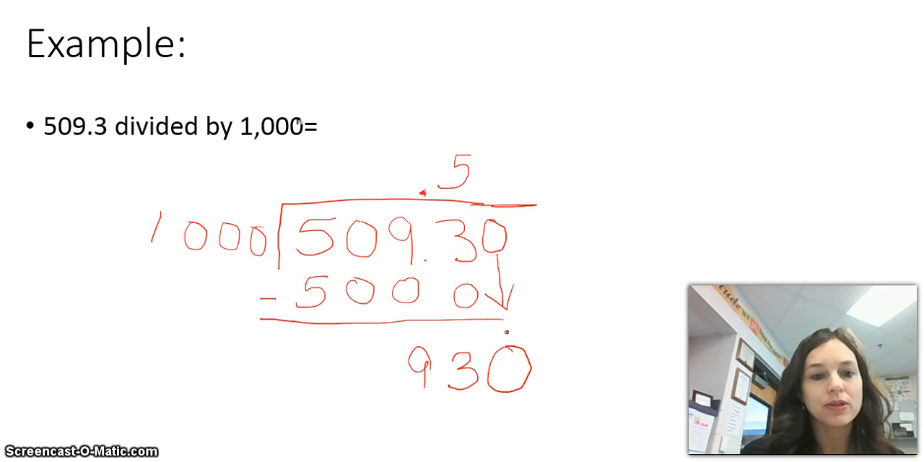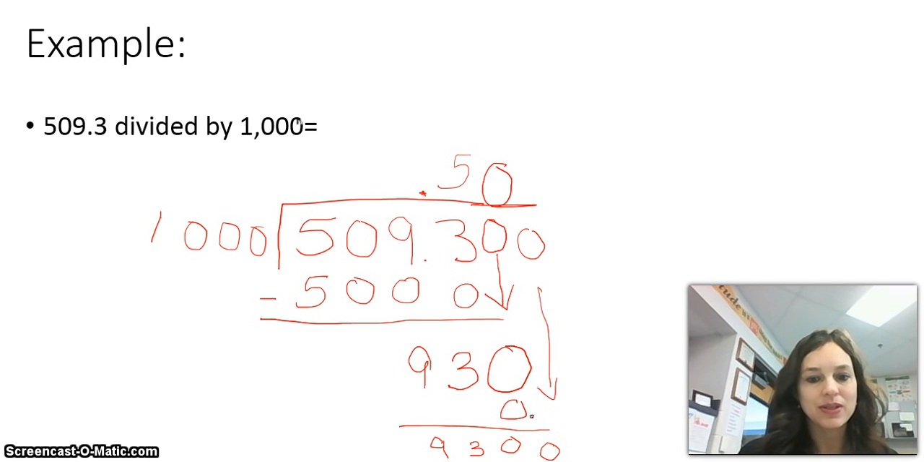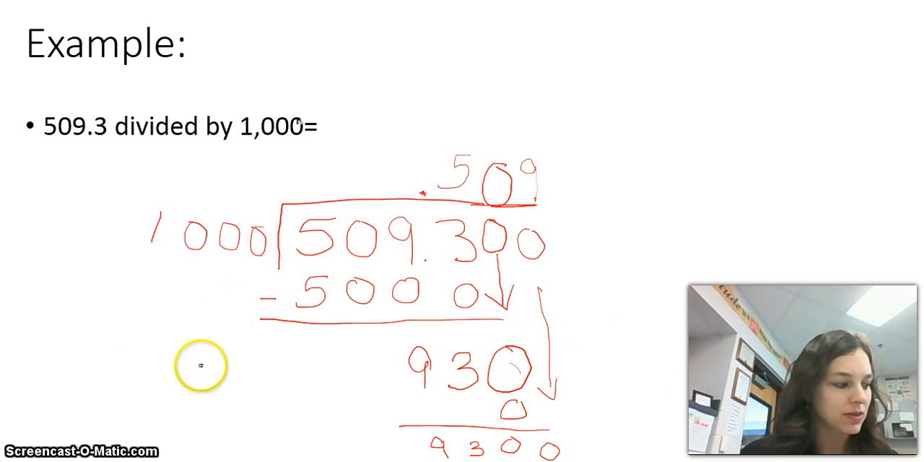1000 won't go into 930, so it will go in 0 times, sorry. 0 times 1000 is 0, 930 minus 0 is 930, add another 0, bring that down. 1000 goes into 9,300 9 times. Oops, 9 times 1,000 is 9,000. I'll write it over here so you can write it over here.